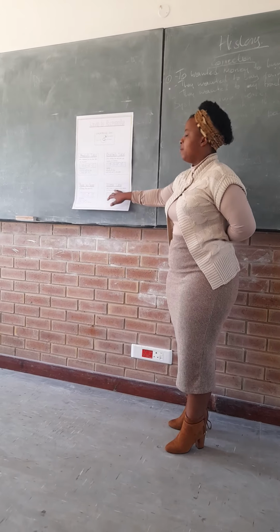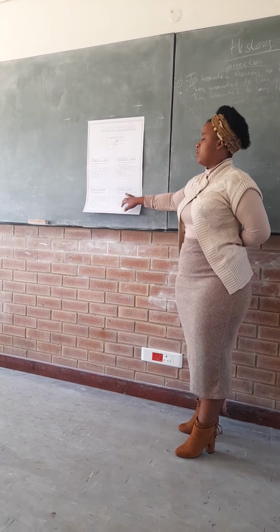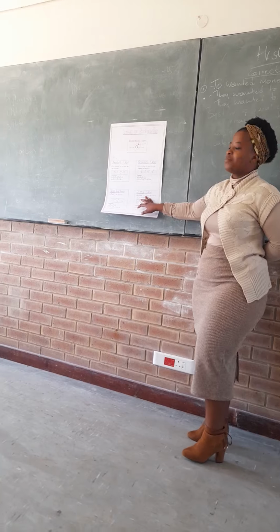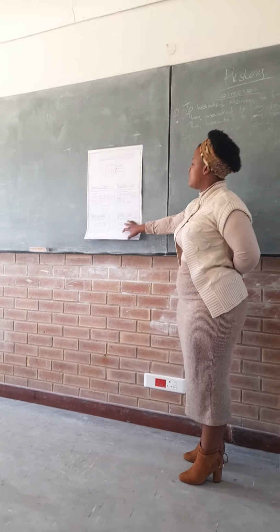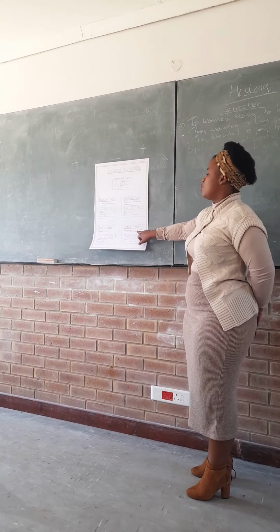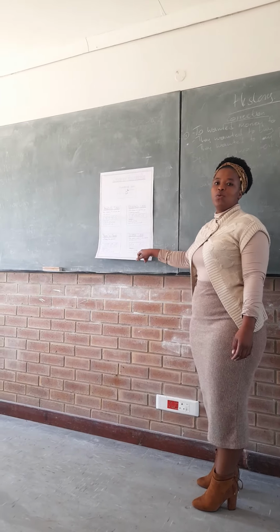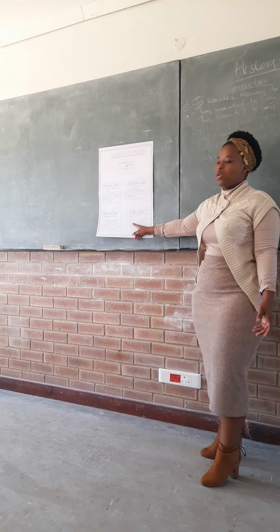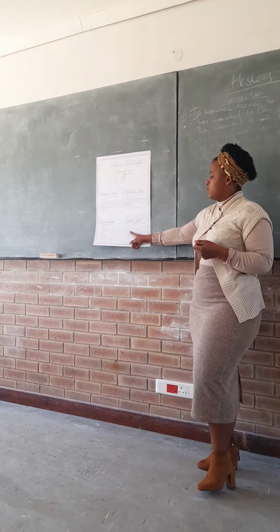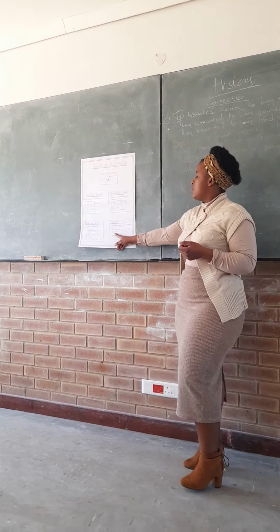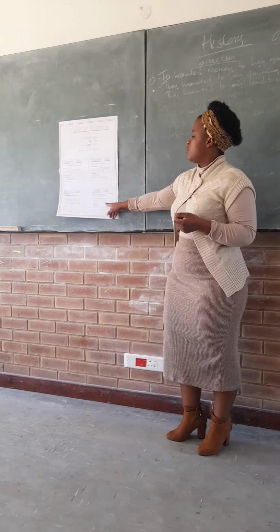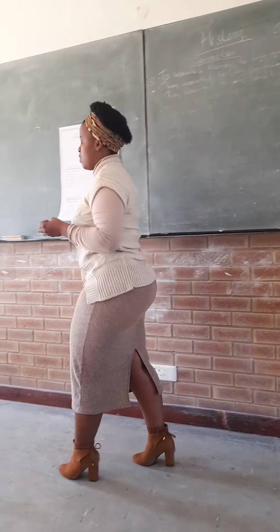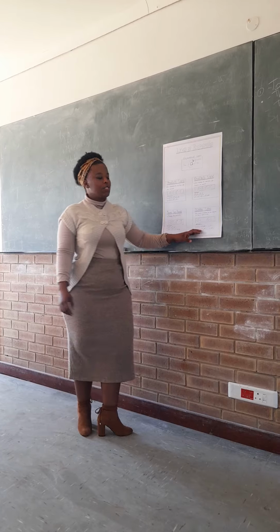What is a variable? A variable is an alphabet. Any number or any alphabet to the exponent of 0 is equal to 1. This is our law in mathematical expression. We have a to the exponent of 0 is equal to 1. And we have 15 to the exponent of 0, which is equal to 1. Any number or variable to the exponent of 0 is equal to 1.